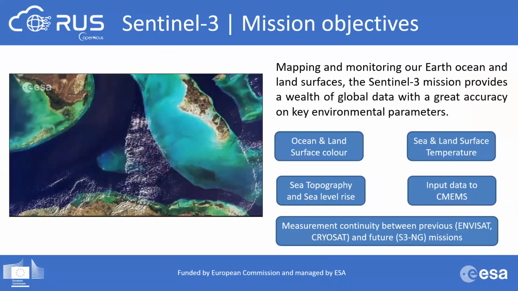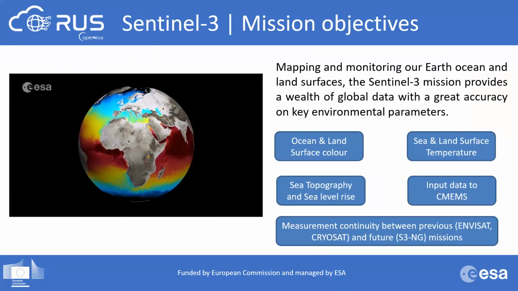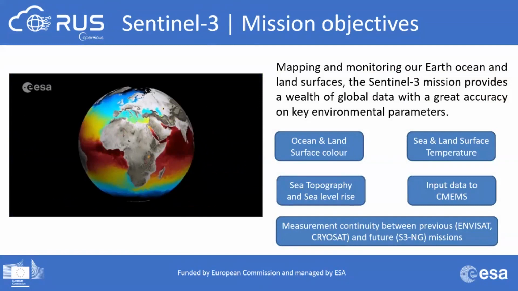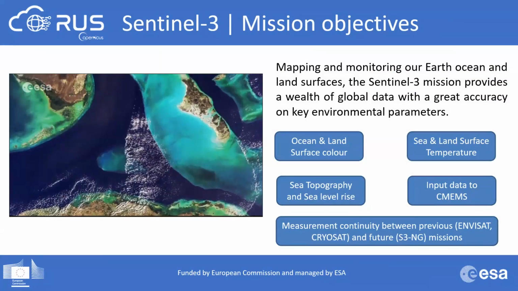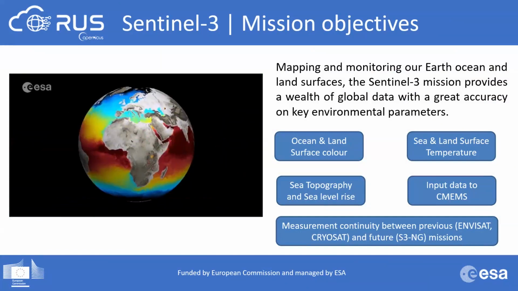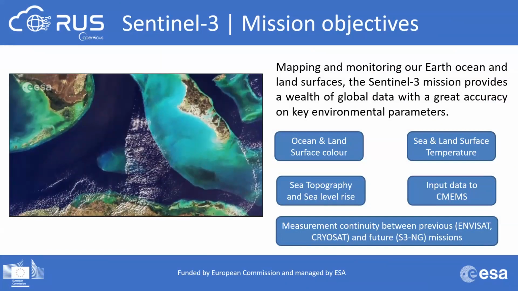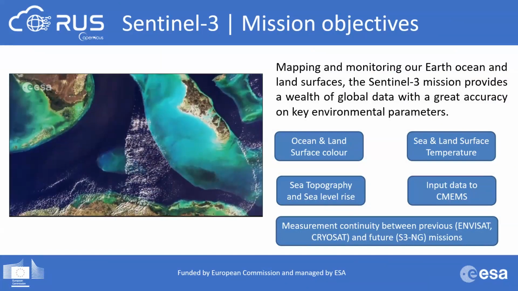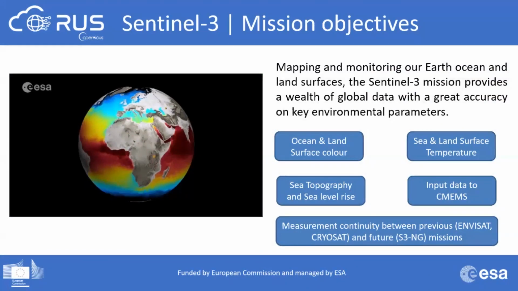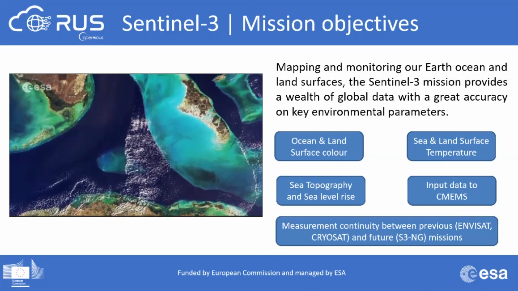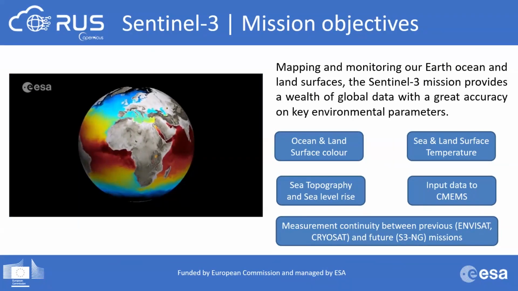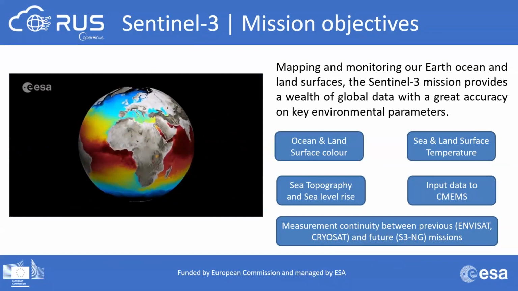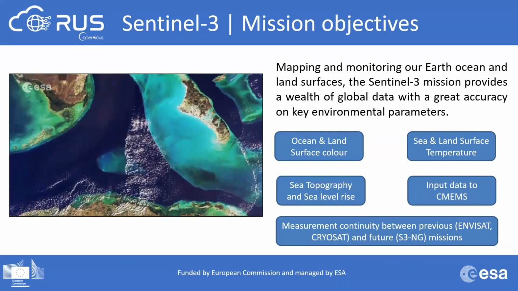Sentinel-3 was developed to fulfill several goals. Mapping and monitoring our Earth, ocean, and land surfaces, the Sentinel-3 mission provides a wealth of global data with a great accuracy on key environmental parameters, such as the ocean and land surface color, the sea and land surface temperature, and the sea topography and sea level rise. The measurements collected by Sentinel-3 are used as input data to the Copernicus Marine Environment Monitoring Service, or CMEMS. This mission also ensures the service continuity between previous and future missions.